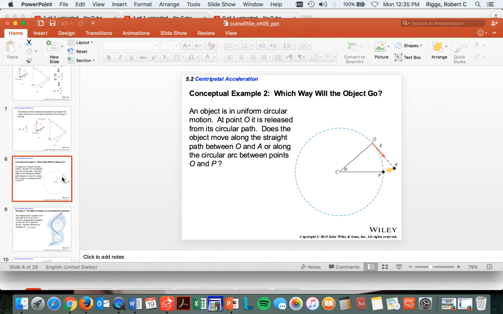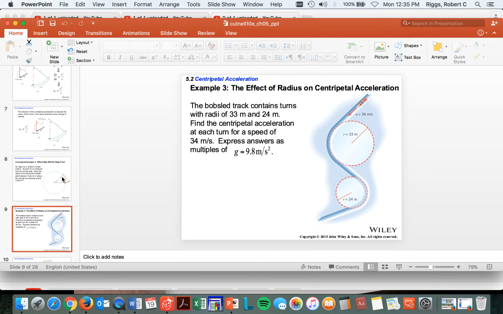Let's look at the forces that you feel when you're going around. The bobsled track contains a turn with radii 33 meters, 24. Find the centripetal acceleration each turn for a speed of 34 meters per second. Express answers as multiples of g. If they're flying around here and they hit here at 34 meters per second, we're just trying to find the AC.